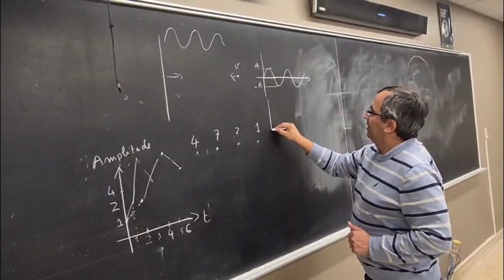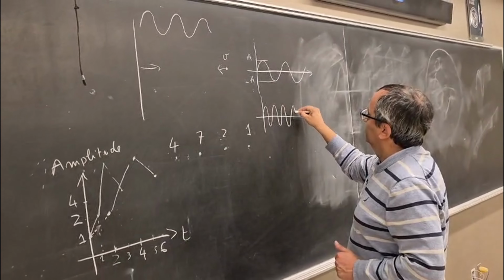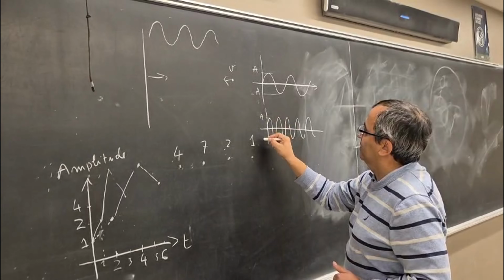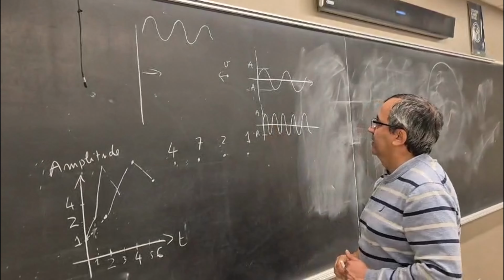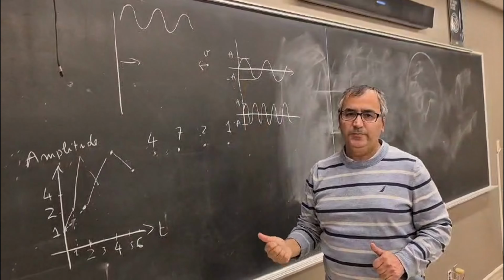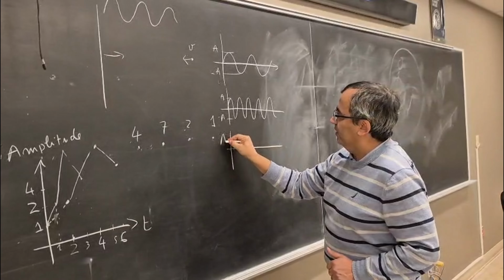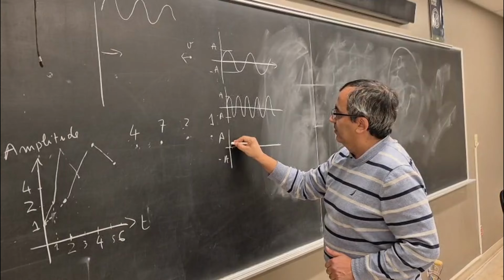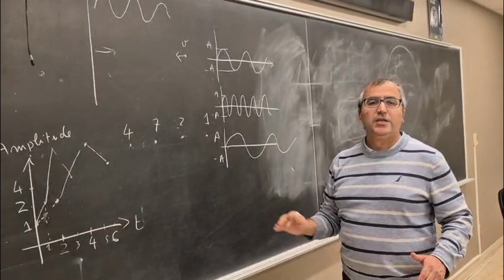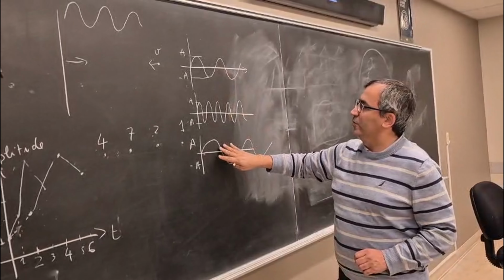So you will see the signal will be something like this, with the same maximum amplitude here, here and here. And if the observer is moving in the other direction, you will observe the same amplitude, A minus A, but with an increased wavelength. So with a lower frequency: this one higher frequency and this one lower frequency.